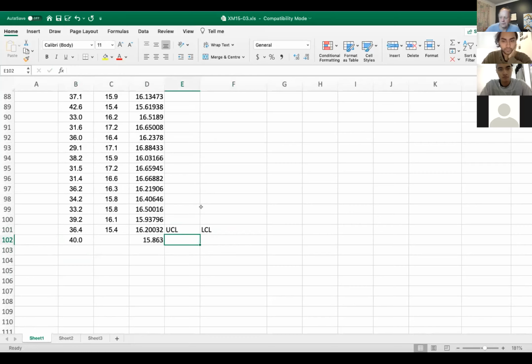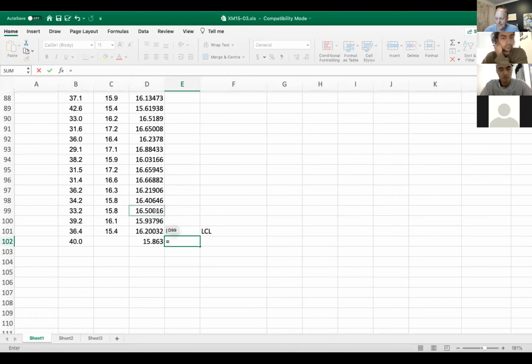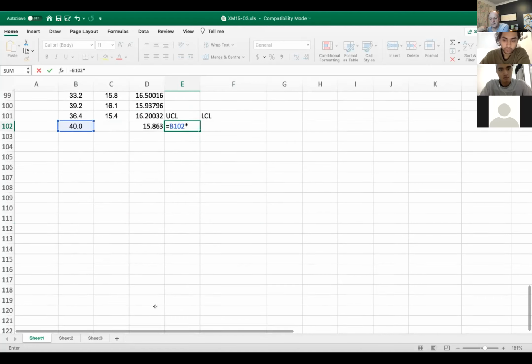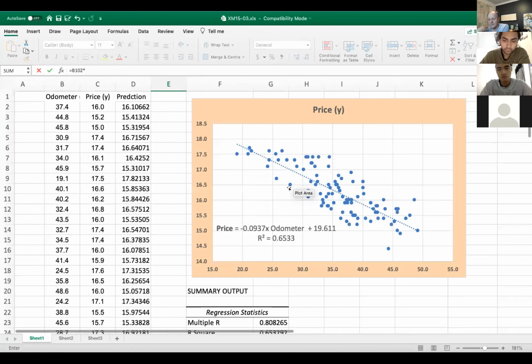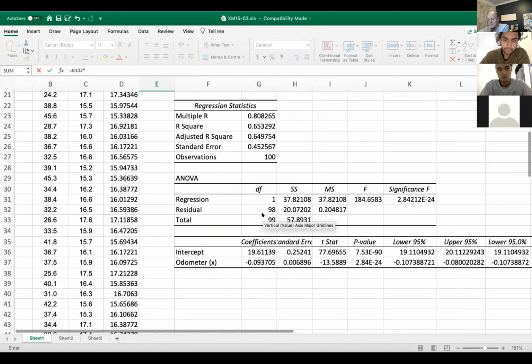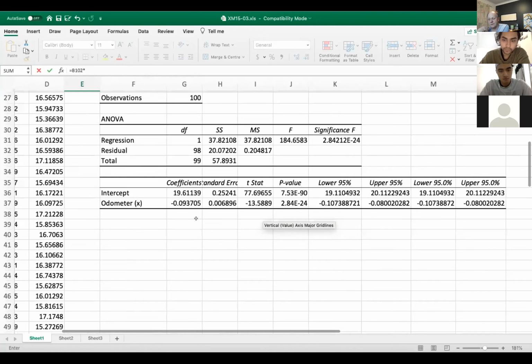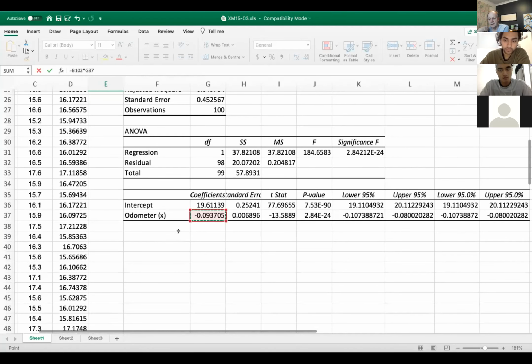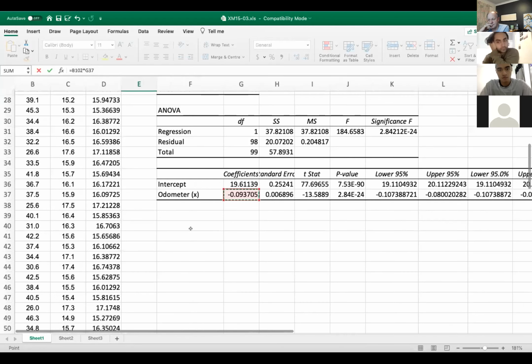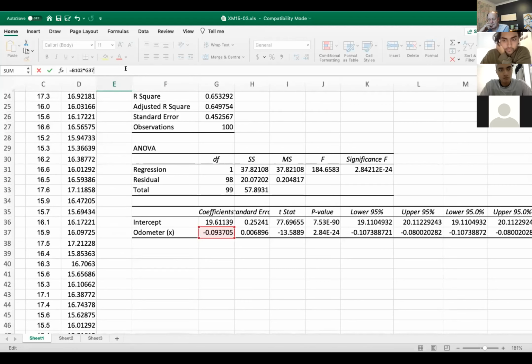So in E102 we now want to do a calculation. The calculation is equal to the kilometers, which is 40, times, and go to your calculations, scroll up to your calculations, times odometer, that minus 0.09, click on G37. Okay, stay there. Plus G36. Don't move, just click and stay there.